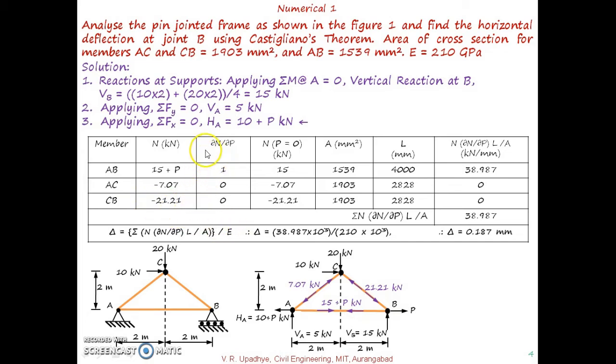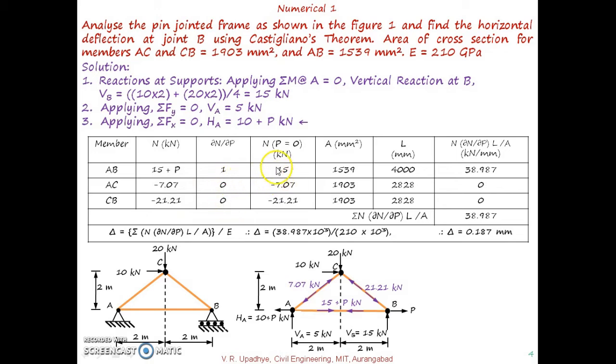And if we go for finding the partial differential of this N, that is del N by del P, then for the first member, AB, that will become 1. For the second and third members, that is member AC and member CB, the internal member force is not related with P, so the partial differential becomes 0.